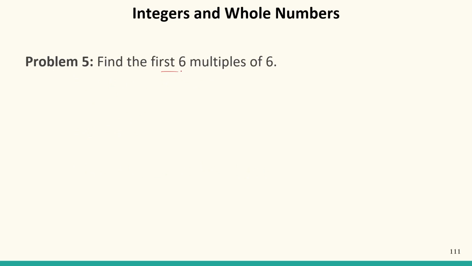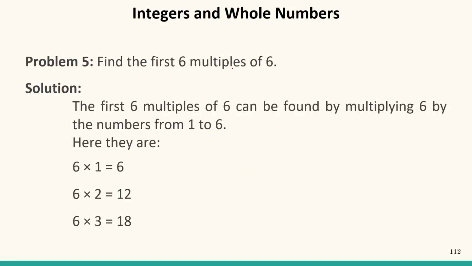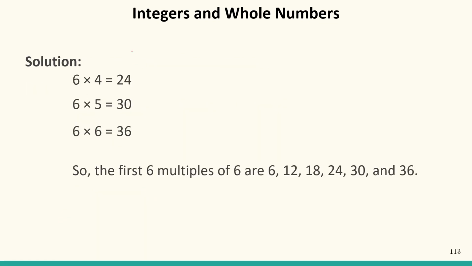So find the first 6 multiples of 6. Okay. So the first 6 multiples of 6 can be found by multiplying 6 by the numbers from 1 to 6. So here they are. So 6 into 1 is equal to what? 6. 6 into 2 is equal to 12. 6 into 3 is equal to what? 18. 6 into 4 is equal to 6 plus 6 plus 6 plus 6, that is 24.